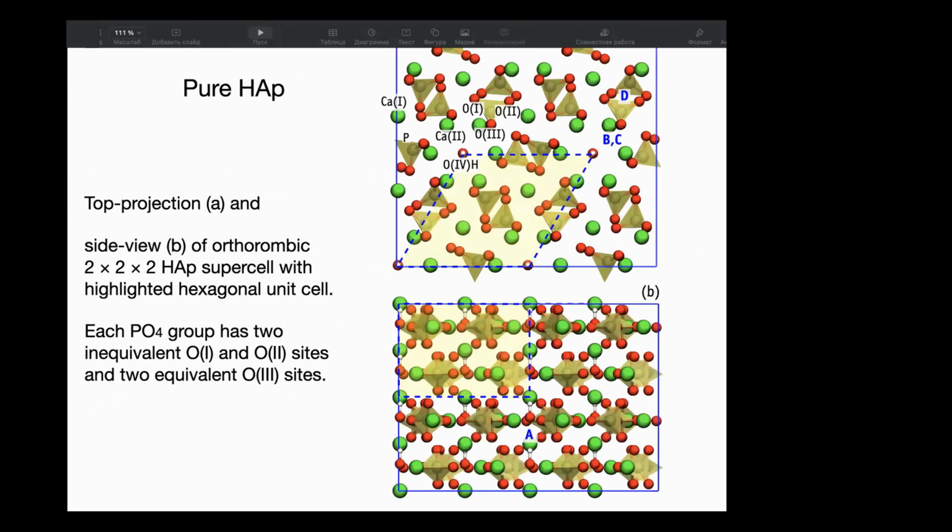On the slide, there is a structure of pure hydroxyapatite. It's a supercell of 2 by 2 by 2 unit cells of hydroxyapatite. It's here.